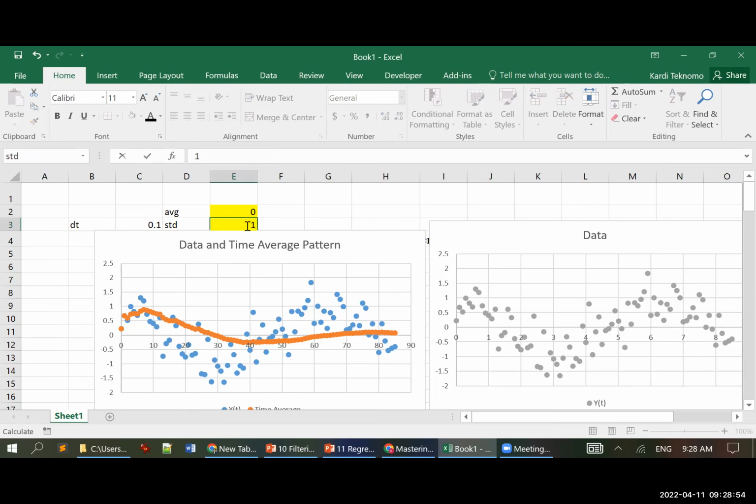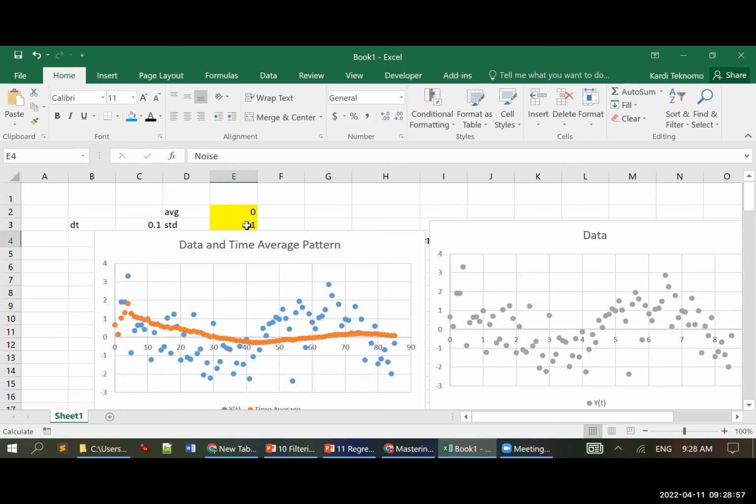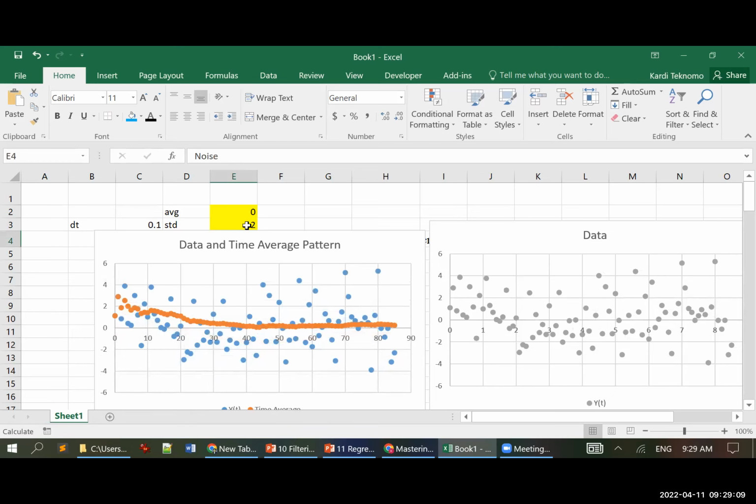You can get an approximation of the pattern. Say, for example, if your standard deviation is very big, 2, for example, initially it is very bad, you see, and then eventually the time average pattern will get better. So I will stop sharing now, and now is your time to share your screen. Anyone want to share screen?